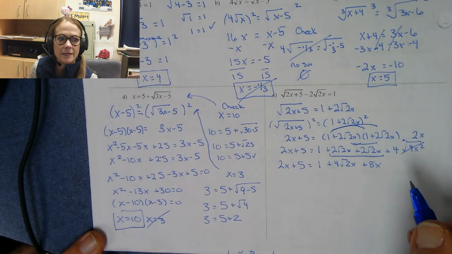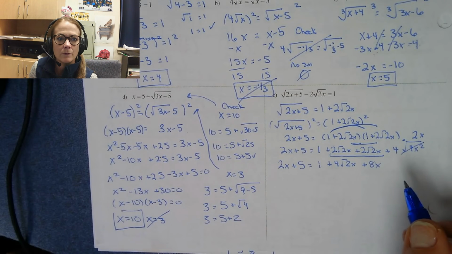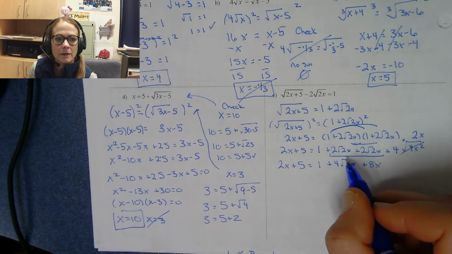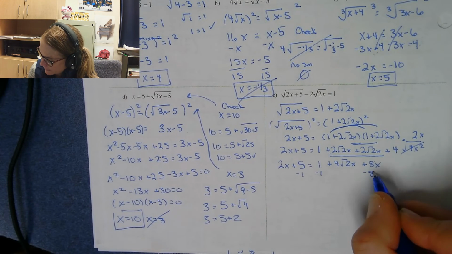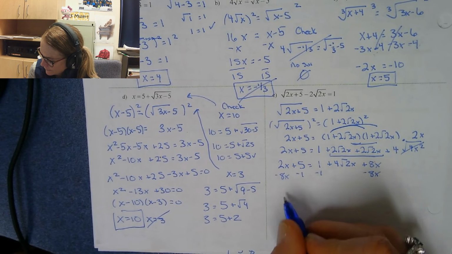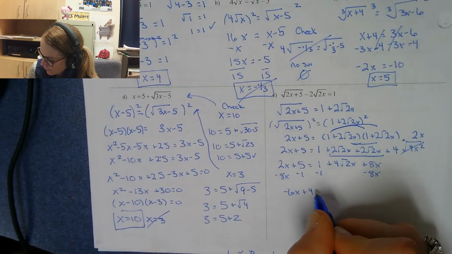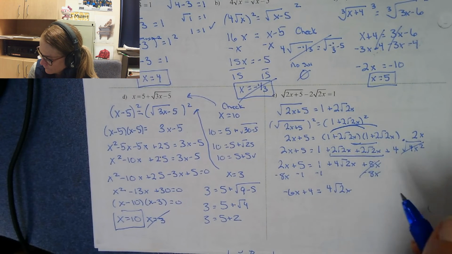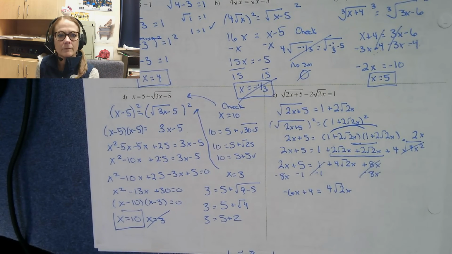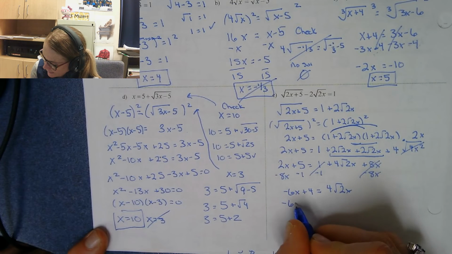So this problem has 2 cycles of squaring. I'm going to isolate the radical. So I'm going to get this all alone. So I'm going to minus 1, and I'm going to minus 8x. So minus 6x plus 4 equals 4 root 2x. Okay, square both sides again.